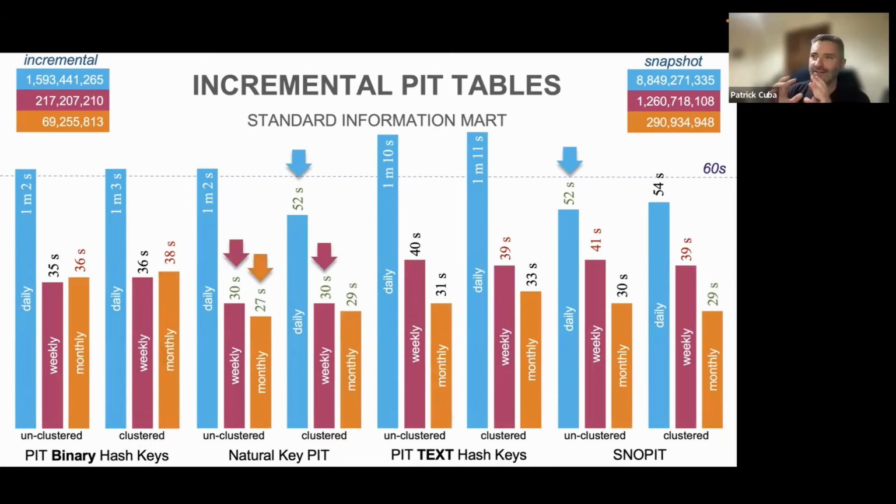Now, here's the first opportunity for anybody to put up their hand and say, why is this happening? Any clue? What is significantly different about running a snapshot pit and incrementally building a pit? Is it table scans? As the table size is one thing. Table scanning is less table scan. Okay. Any other ones?